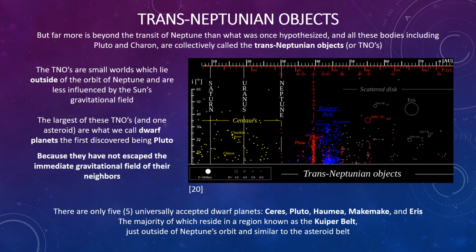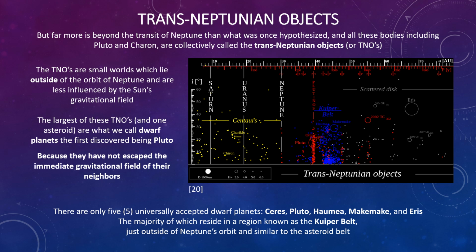So I mentioned in the last slide that Pluto was reclassified along with many other trans-Neptunian objects as a dwarf planet. So trans-Neptunian objects were once hypothesized little bodies out beyond the orbit of Neptune, which have now been discovered in quite a large number. So on this graph, we can see a little bit of the density of these bodies as we go further out in the solar system.